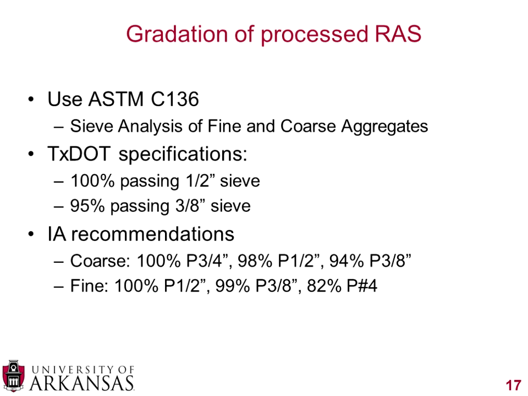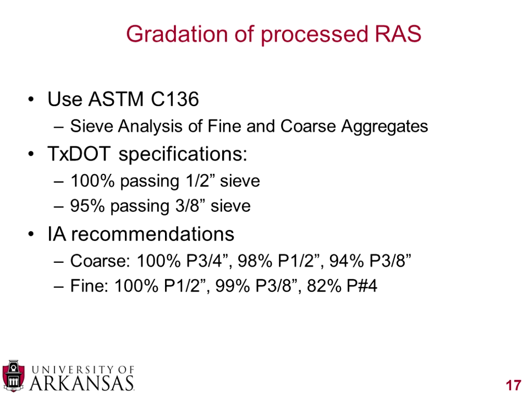When you're looking at the gradation of the processed RAS, you use ASTM C136, which is a sieve analysis of fine and coarse aggregates. That's just a standard sieve analysis. If you look at Texas specifications, you want 100% passing the half-inch sieve and 95% passing the 3/8-inch sieve. Then Iowa took it one step further, and they looked at both coarse and fine processed RAS. The coarse RAS has 100% passing the 3/4-inch sieve.